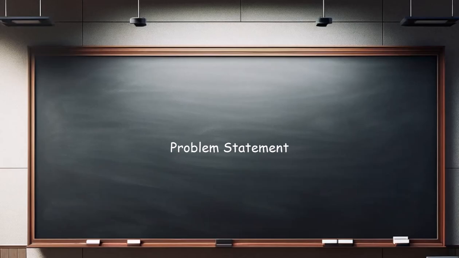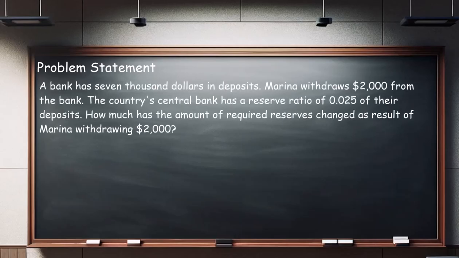Now, let's look at a problem statement with a reserve ratio given as a decimal number, or rational number. A bank has $7,000 in deposits. Marina withdraws $2,000 from the bank. The country's central bank has a reserve ratio of 0.025 of their deposits. How much has the amount of required reserves changed as a result of Marina withdrawing $2,000?